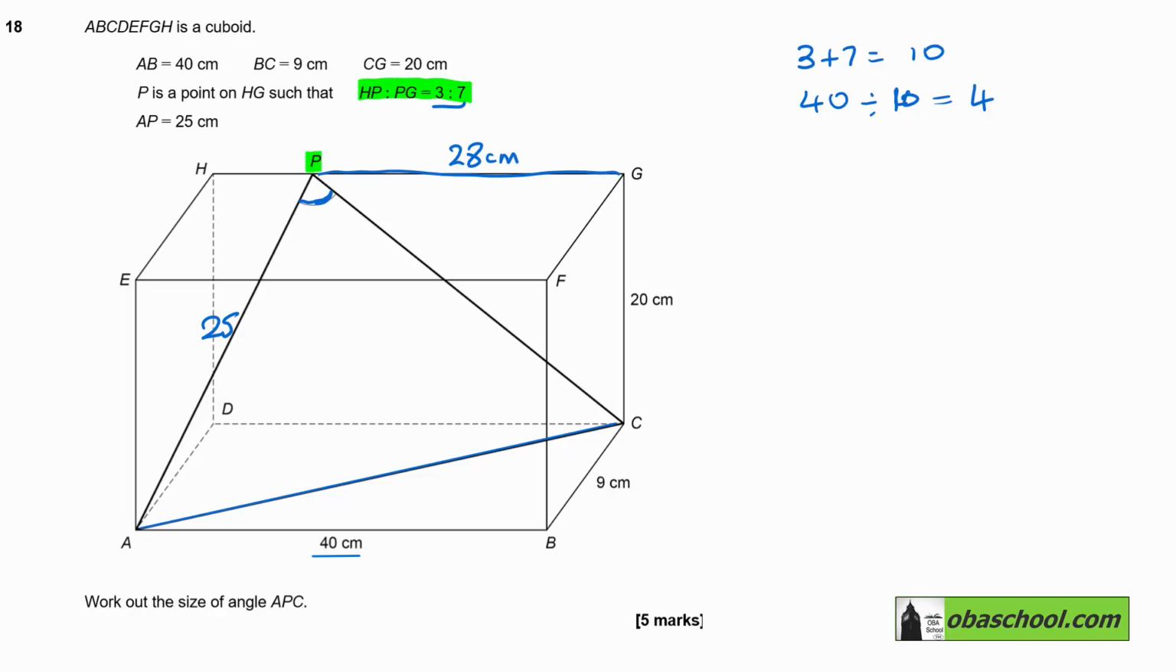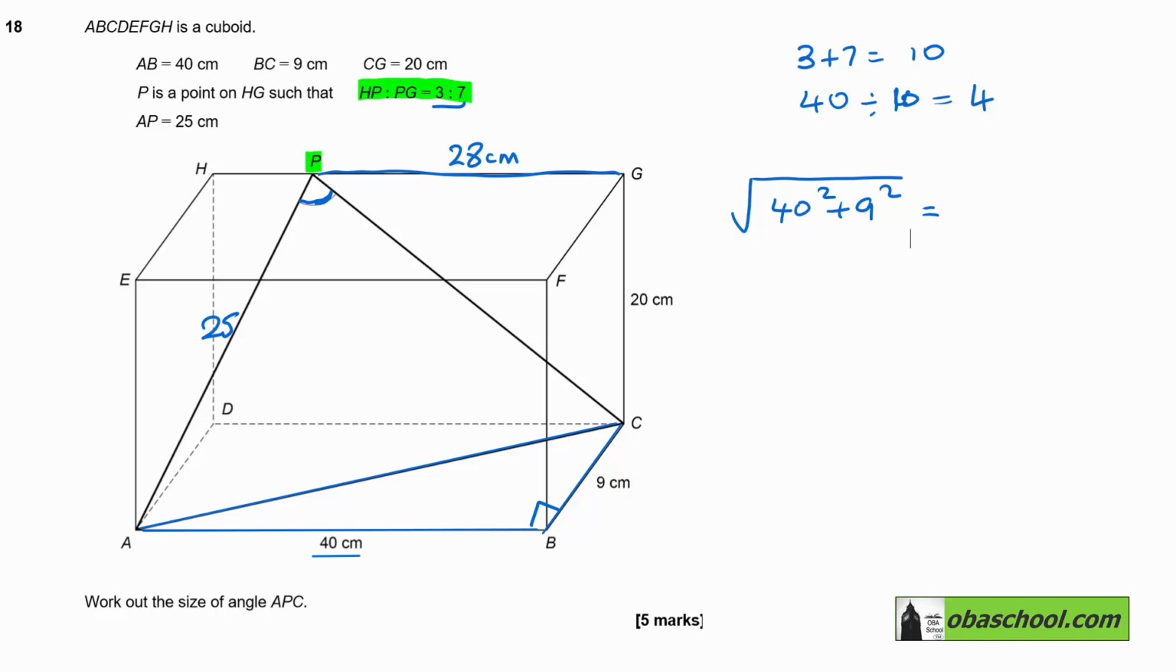That's in the base of the cuboid. And we have a side here which is 40 and a side here which is 9. And we know there's a right angle just there. So we can use Pythagoras' theorem. The square root of 40 squared plus 9 squared.